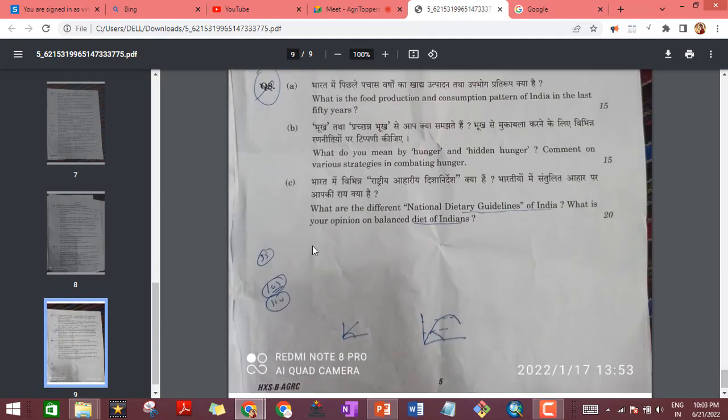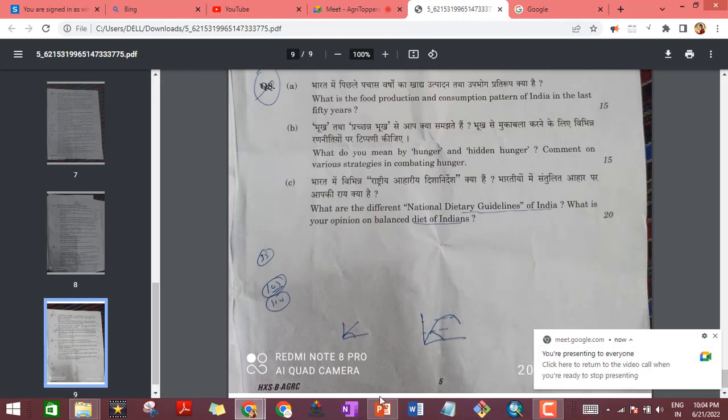Here you see the food security question. This is very general, like national dietary guidelines. Even if you write whatever national dietary guidelines, it will be different. Like the National Institute of Nutrition in Hyderabad, they have released them, but even if you go to FAO and others, they also release them. There will be some difference. So there will be a difference in this.